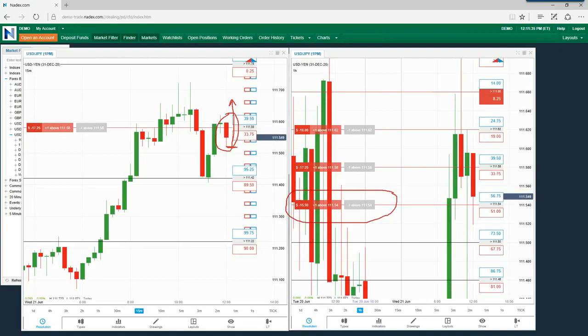ATR is average true range. It's something I built into my indicators.